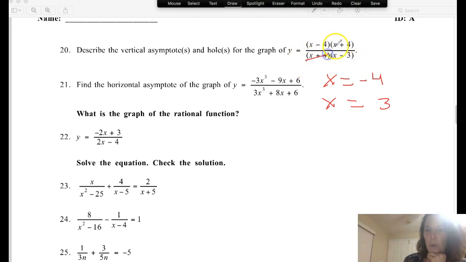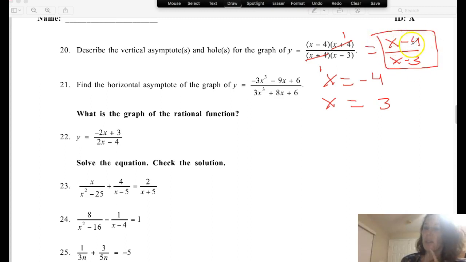Well, x plus 4 divides into x plus 4 and leaves you with 1. These don't reduce, so I'm left with x minus 4 over x minus 3. That's equal to y. So what happens is this is removable because my reduced equation is x minus 4 over x minus 3. So x minus 3 stays. This is a vertical asymptote.